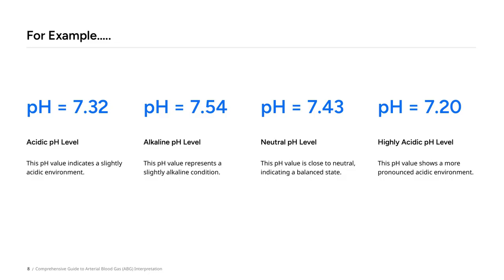Finally, we see a slightly acidic environment with a pH of 7.32. While still close to normal, it indicates a mild acidosis. Recognizing these variations allows us to determine whether the body's compensatory mechanisms are working or if intervention is needed. Overall, these examples highlight how the pH level provides vital clues about the body's acid-base balance, reinforcing why careful interpretation of ABGs is so essential in clinical practice.